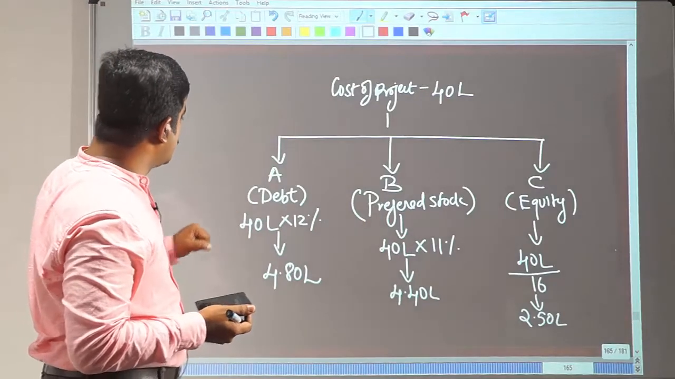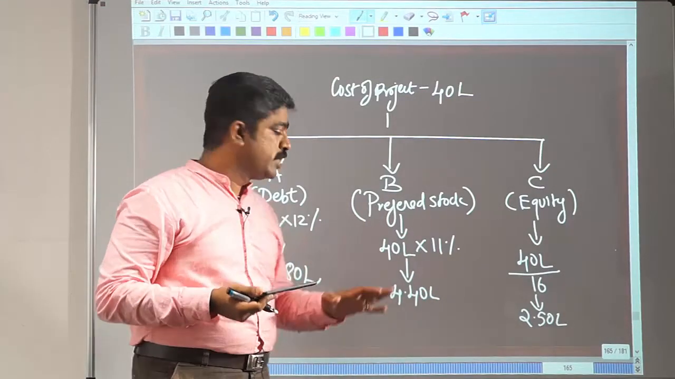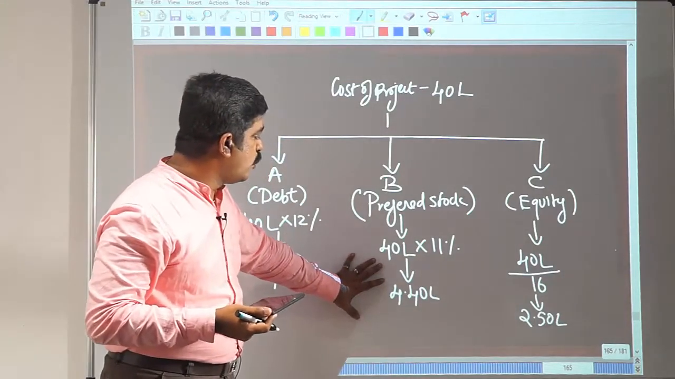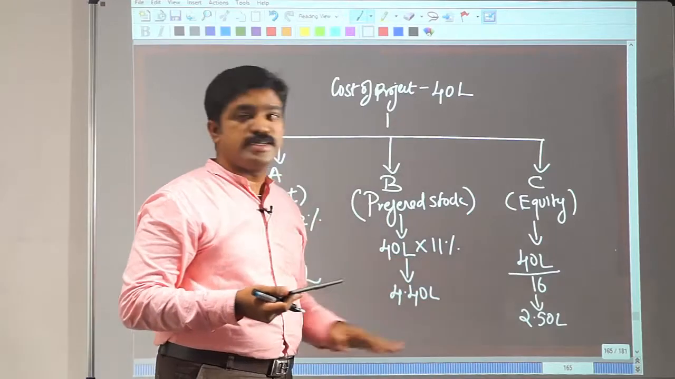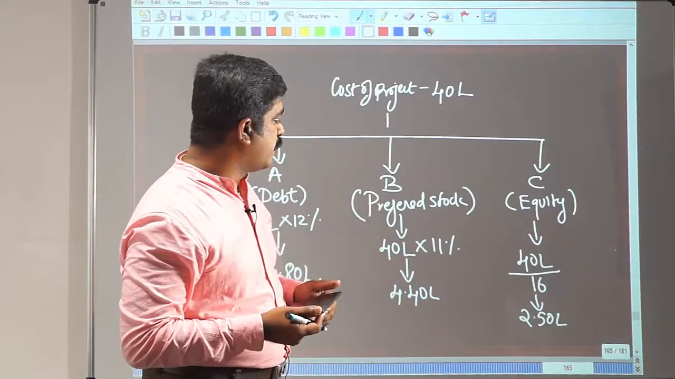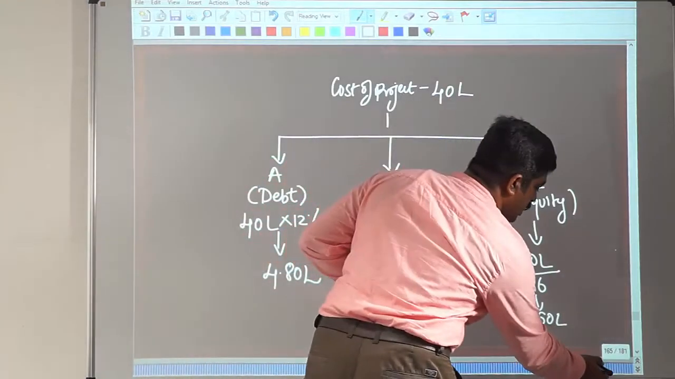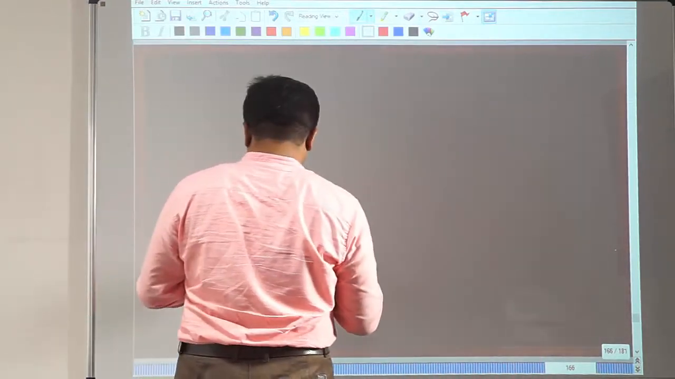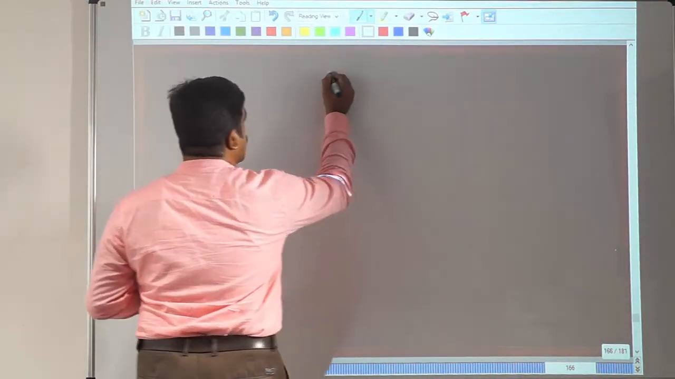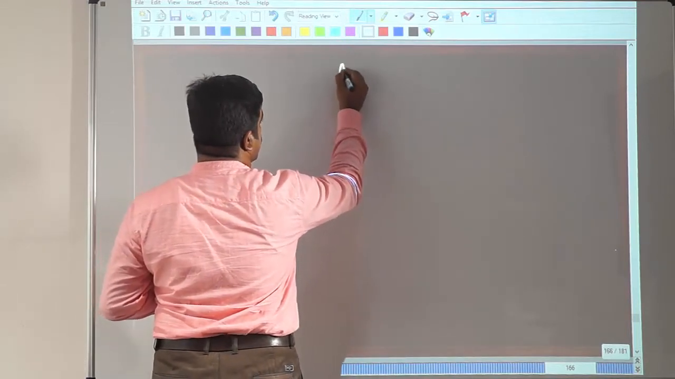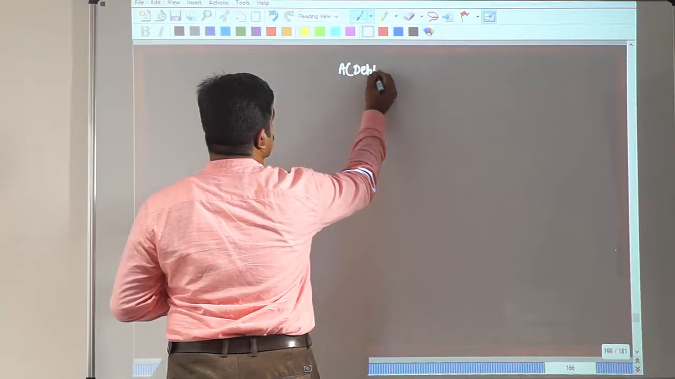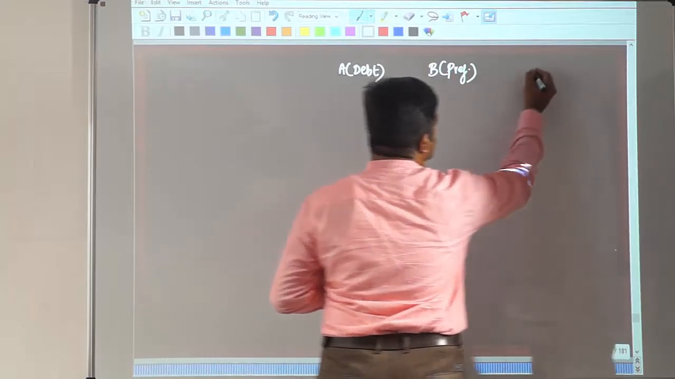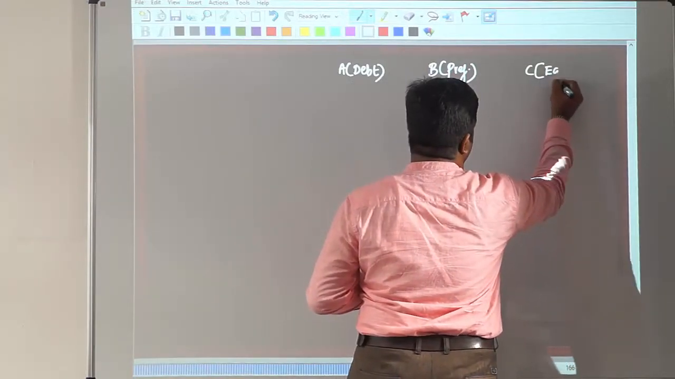So now I have three scenarios: scenario 1, scenario 2, scenario 3. In scenario 1, I know what my interest is. In scenario 2, I know what my preference dividend is, and in scenario 3, I know what my number of equity shares is. Now with this information, let us calculate the earnings per share. We have to prepare a statement with all three scenarios. Scenario A, where we'll go with exclusive debt. Scenario B, where we'll go with preference stock. And scenario C, where we'll go with exclusive equity.